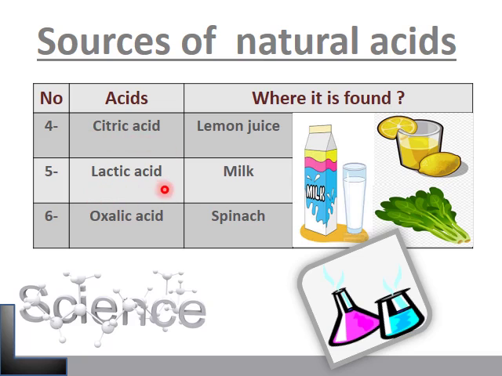Then comes lactic acid, which is present in milk. Oxalic acid is present in spinach. That is a very healthy food, the vegetable spinach. It contains oxalic acid.